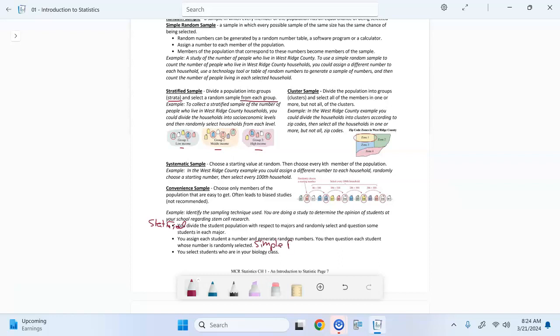And here's the last one. You select students who are in your biology class. Convenience. It's easily available. The first two will provide some pretty valid results. The last one will not. Right? It will be probably very, very biased.